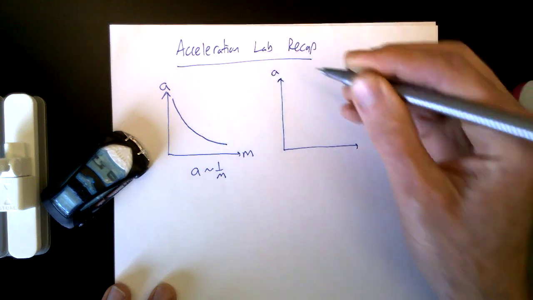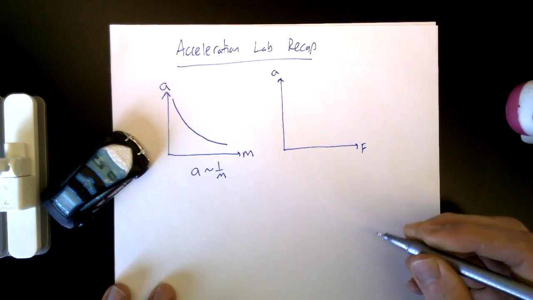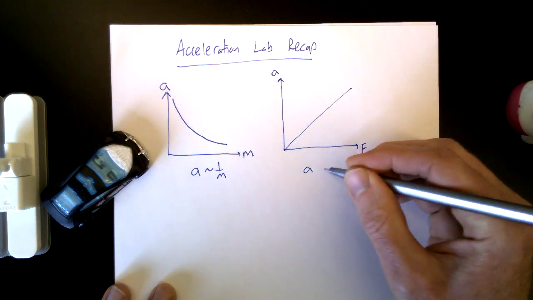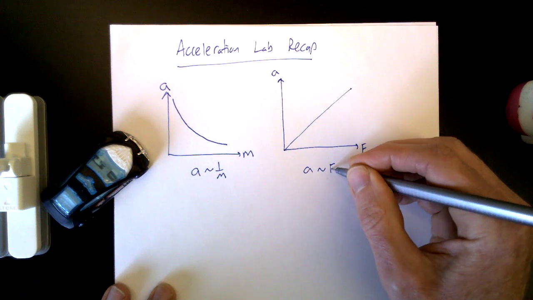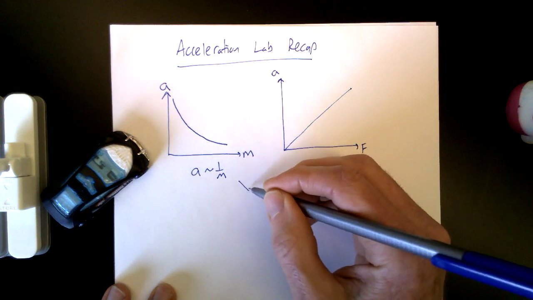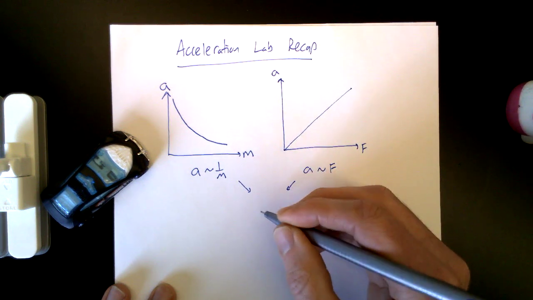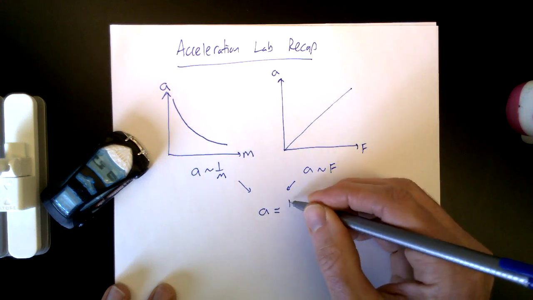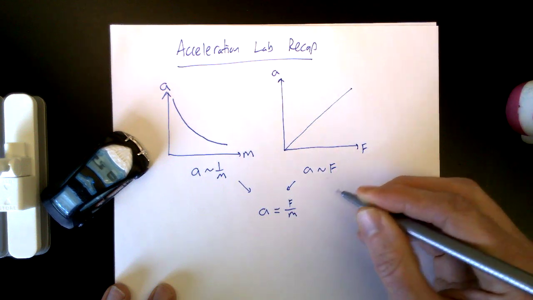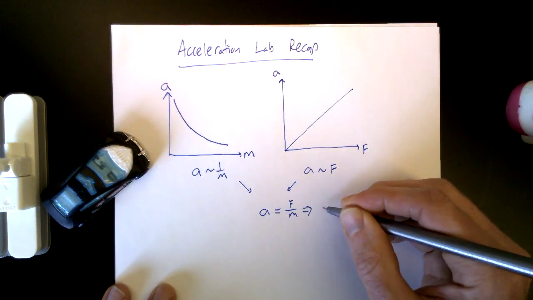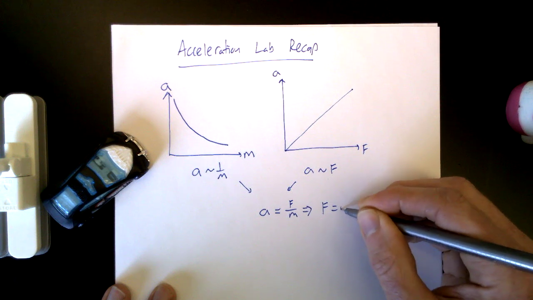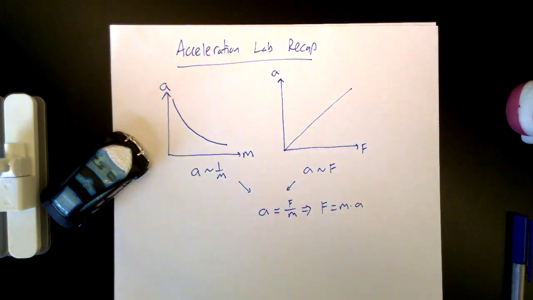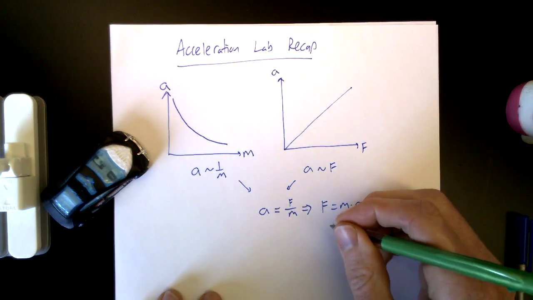The second part of the lab, we measured acceleration and we changed the force, and we saw that it went like this. And we were able to reason that acceleration is directly proportional to the force. And when we combined these two together, we saw that acceleration is going to be equal to force divided by mass. This we also can change into force equals mass times acceleration. And then this one over here is going to be Newton's second law.